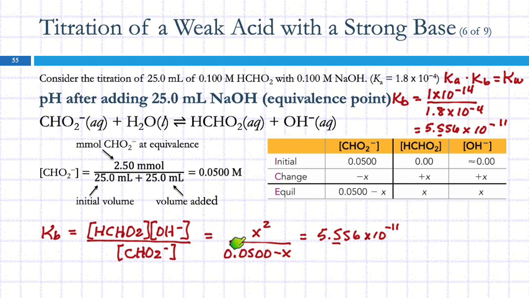So again, we can solve this one of two ways. Use x is small or use the solver on your calculator. I'm going to do x is small. I'm going to take that Kb and multiply it by 0.05 and take the square root.